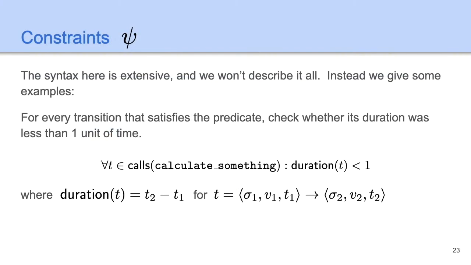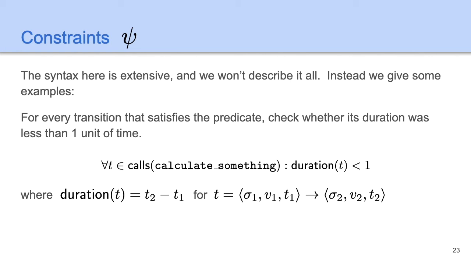Now, once we've defined our quantifiers and thought about which parts of the program run that we want to select and apply constraints at, we need a way to write the innermost quantifier-free part of our formula. Now, the syntax provided by CFTL for this is extensive, and we won't describe it all because it would take a few slides. Instead, I'll give some examples. So in this first example, we consider the property that for every transition that satisfies this predicate, so every transition that is a call of the function calculate something, then we want to check whether its duration was less than 1 unit of time.